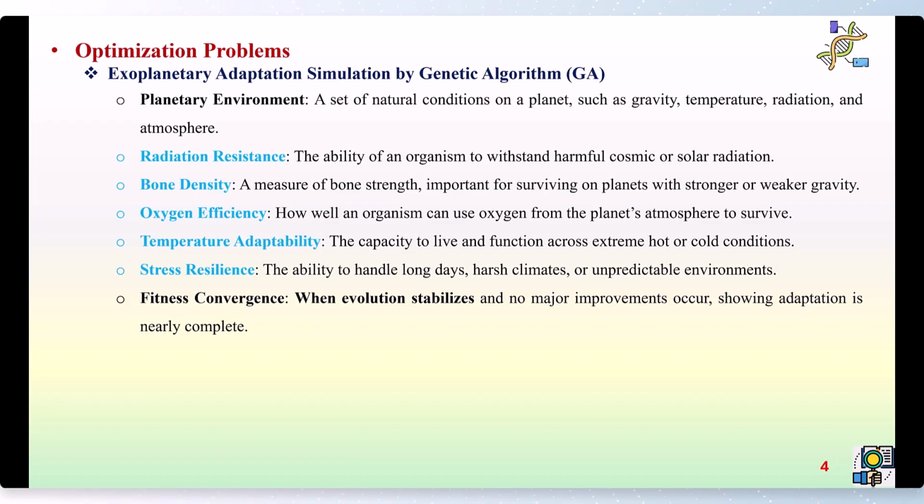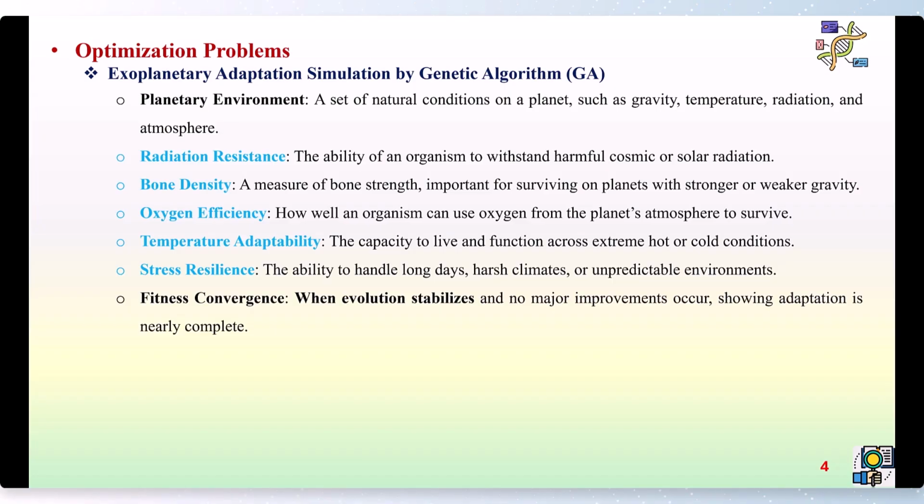Bone density, a measure of bone strength, is important for surviving on planets with stronger or weaker gravity. Oxygen efficiency is how well an organism can use oxygen from the planet's atmosphere to survive. Temperature adaptability, the capacity to live and function across extreme hot or cold conditions. Stress resilience, the ability to handle long days, harsh climates, or unpredictable environments.